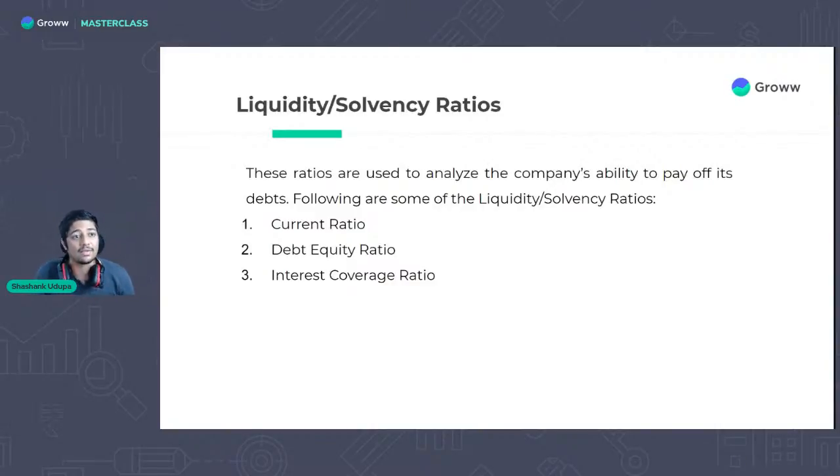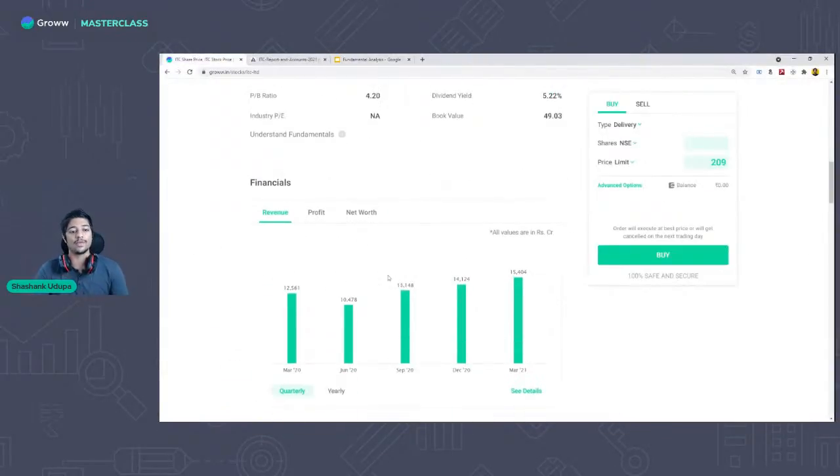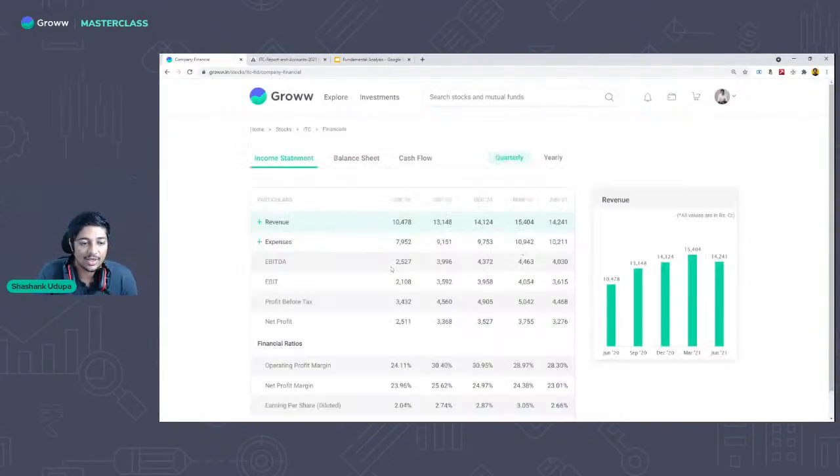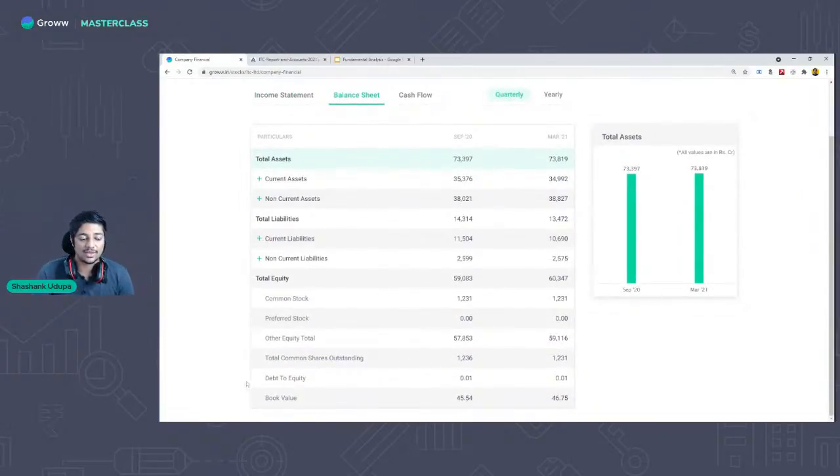Now the third thing that we will look at is known as debt to equity ratio. Now debt to equity ratio, I will show you where it is on the Groww website as well. So I go to see details again. It is under the balance sheet, and if you go under the balance sheet, you will see it here, right? This one, debt to equity ratio. Now debt to equity ratio has to be as low as possible. Why does it have to be as low as possible?